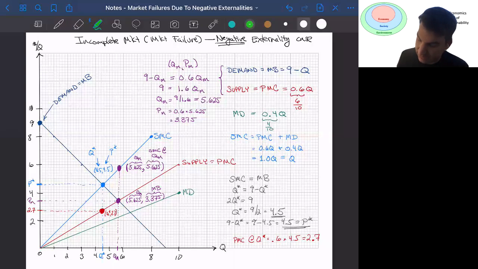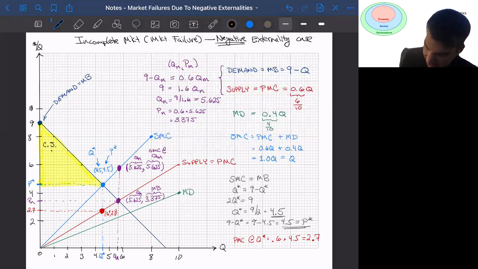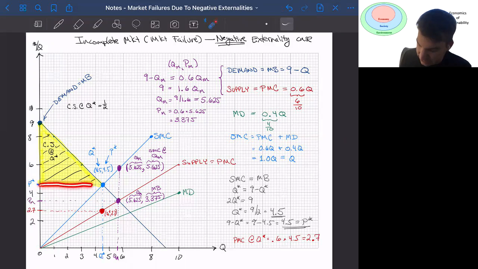So let's first calculate up here. This triangular region up here, that region is the consumer surplus at the socially efficient equilibrium, Q star. Just kind of shading this. And so in order to calculate that consumer surplus, that's just going to be equal to 1/2 times base times height. For this triangle, I know that the base is just this length here, which if I go down, I find out that's Q star. Q star I know is 4.5, so that's 1/2 times 4.5.